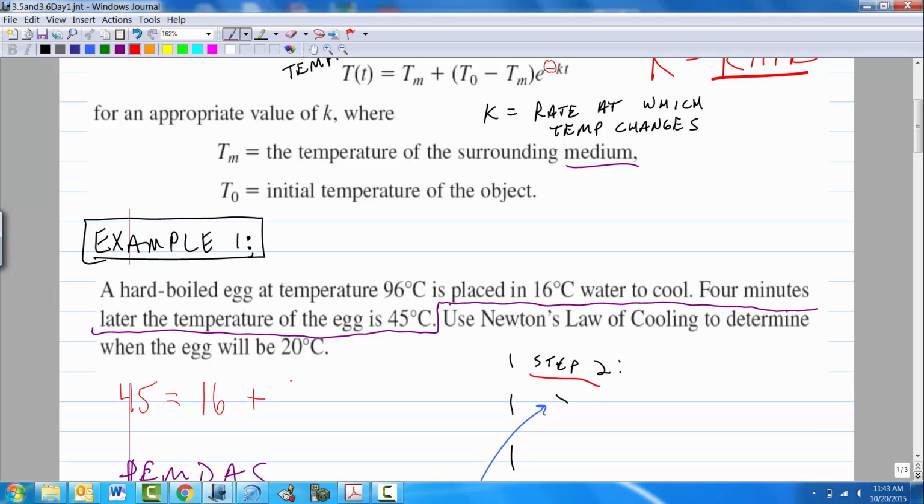Plus, and then what's T sub 0? 96, and then T sub M we already said. And then it's E raised to the negative K what? 4. 4 is the time, and now that denotes that time is in minutes for this question. All right, and that's all we got to say about that.